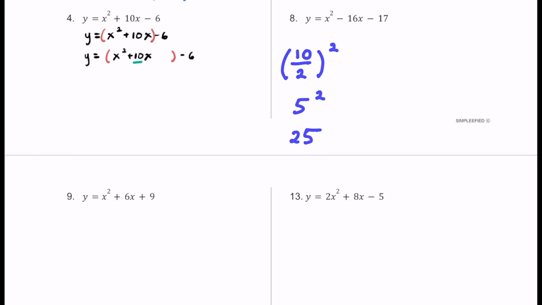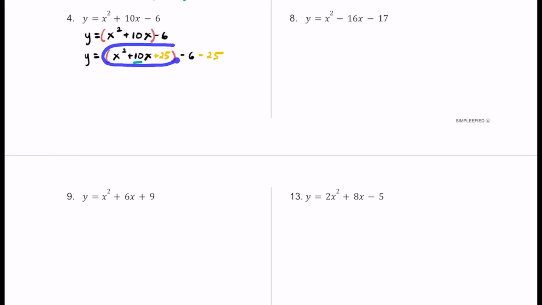So 25 is going to be the value that will complete the square for us. So let's write plus 25. But if we write plus 25, we should write minus 25 along the outside as well. All right, so we should be able to take this perfect square trinomial, that's one of our special cases, and then factor that into two identical binomials. So let's go ahead and do that.